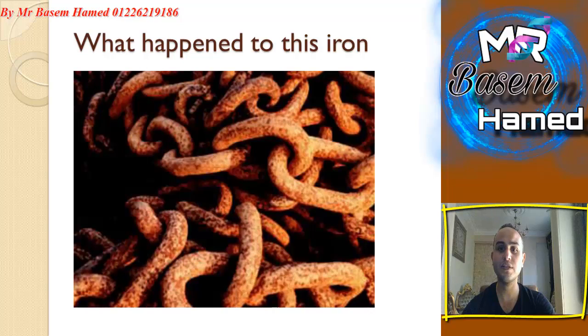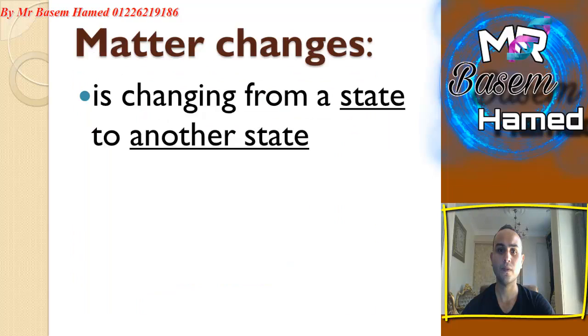What happened to this iron? I think that the iron chain in this picture rusted. Oh, rust. It's not still shiny as it was. So what causes this change? Matter changes from one state to another state.